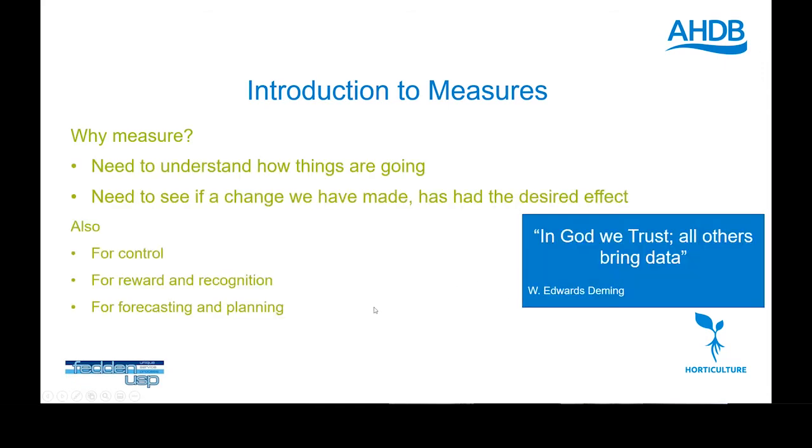So we think about how things are going and need to see if changes we've had has made a desirable effect. So we've talked mostly about these things that say we need to understand how things are going, so how we conclude how things are going. But also, as we change the process, if we don't measure what the difference is before and after the change, how do we know it's got better? So it's a very important thing from a point of view of making improvements as well.